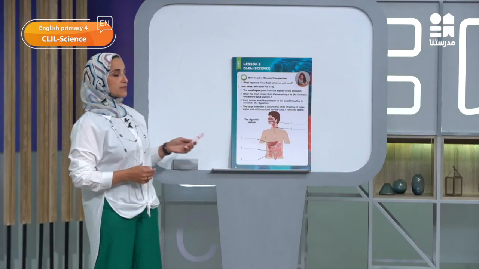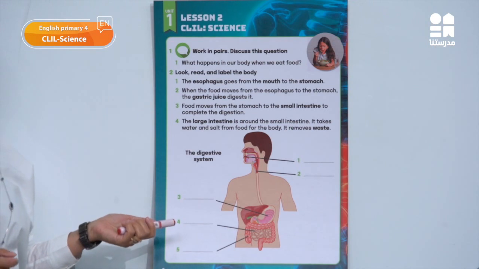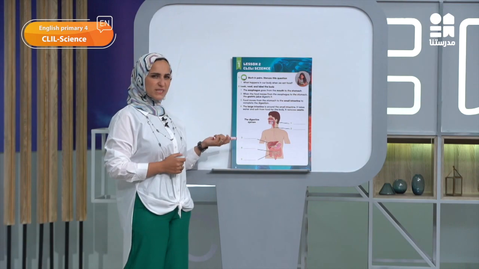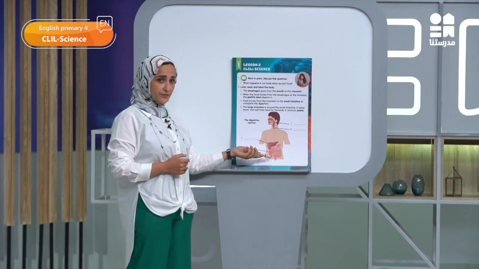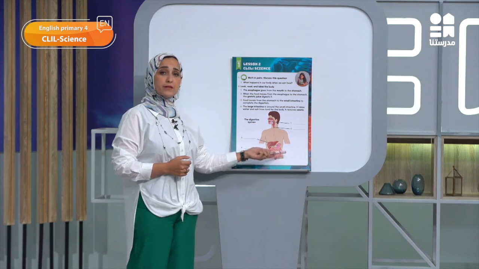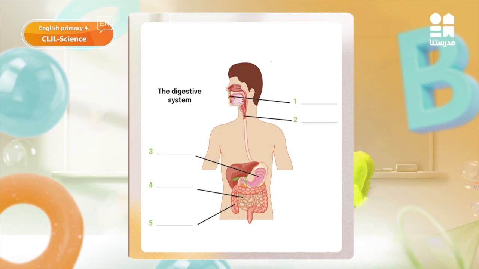And now I want you to open your books on page 6. Okay, look at this picture. Tell me, what can you see in this picture? Yes, that's right. It's a picture of a man. But what's this? Look, we can see inside his body. Oh, wow. Can you name what you can see inside this body? Yes, these are called the organs. Repeat after me. Organs. Yes, very good.